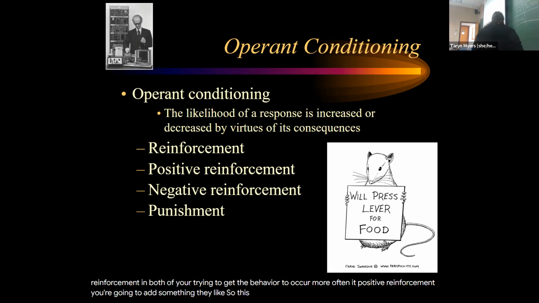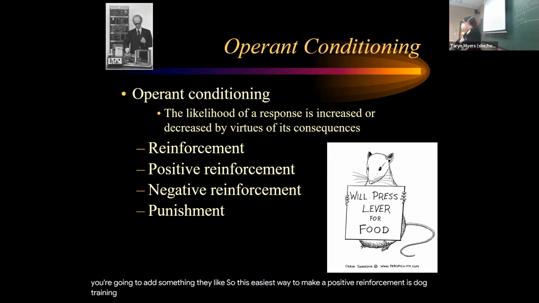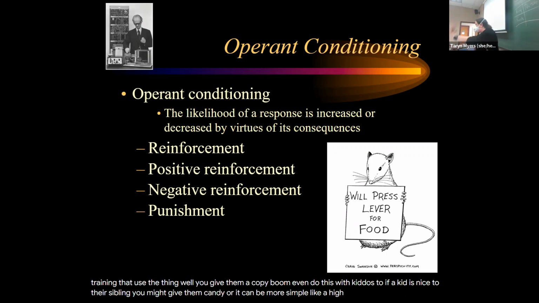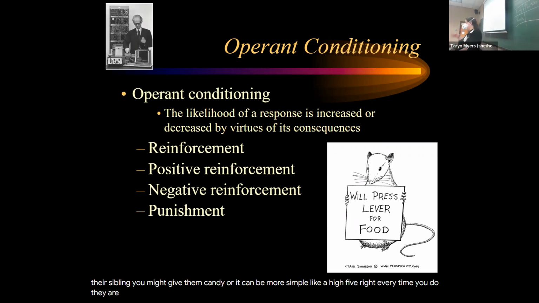So the easiest way to think of positive reinforcement is dog training. They do something well, you give them a cookie. Boom. But you can do this with kiddos too. If a kid is nice to their sibling, you might give them candy, or it can be more simple, like a high five, right? Every time they are doing the thing you want them to do.